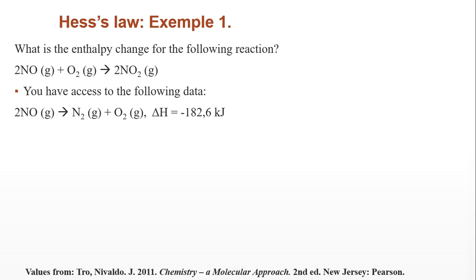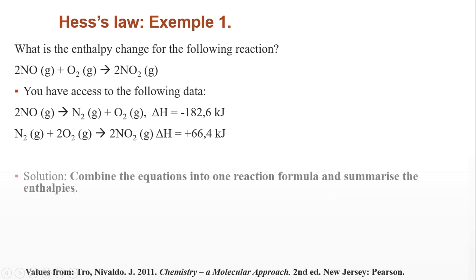We have this reaction, and we know the enthalpy change associated with that reaction is minus 182.6 kilojoules. You see that these are not the same. It's a different type of reaction. We also have access to this reaction, where we have the enthalpy change being equal to plus 66.4 kilojoules. So an exothermic and an endothermic process here. So these reactions are not the same as this one, but we can puzzle these together to form this one. I'm going to show you how that's done.